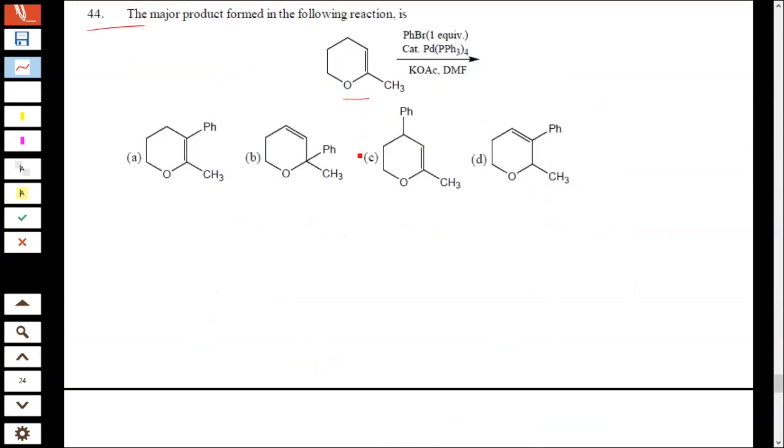Hence here, option B is correct. In compound A, the double bond will not occur here, so it is ruled out. In option C, the Ph will not come here, so it is also wrong. In option D, there was no Ph shift. Option D was also ruled out.